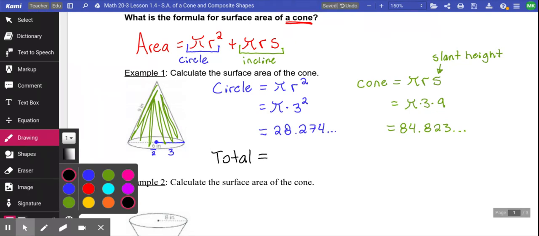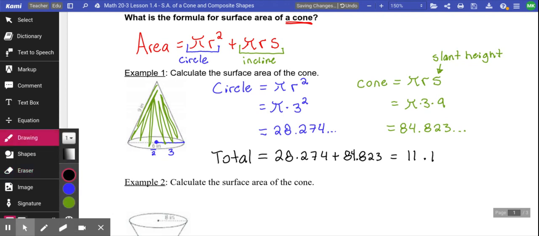My total would be 28.274 plus 84.823. When you add those two numbers up, you get 113.1 after you round it. It should have been 113.09, and .09 rounds to .1.